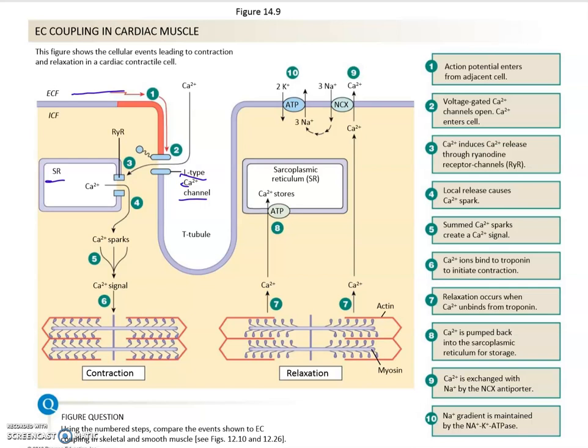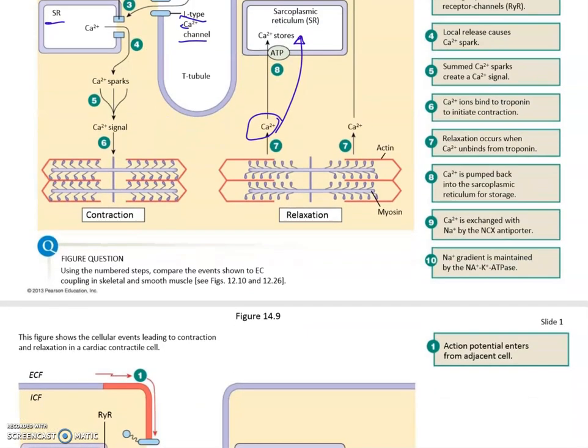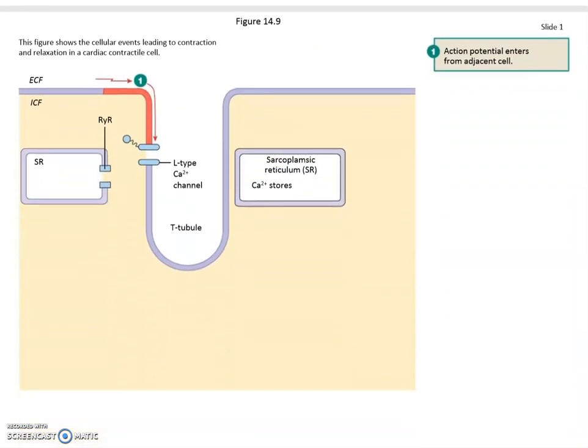Once you pump the calcium back into the internal stores right here, this will require some ATP because you're going against a concentration gradient, and you can also pump some calcium outside of the cell. Okay, so that will lead to relaxation in steps here.